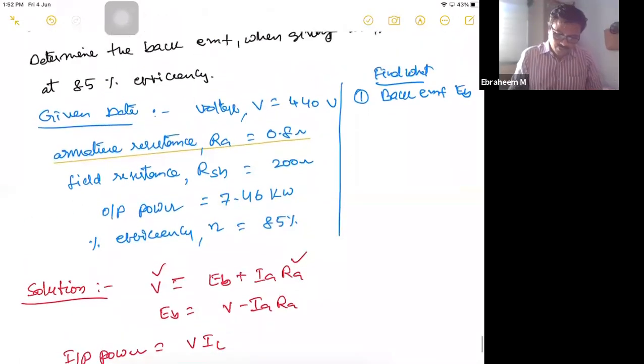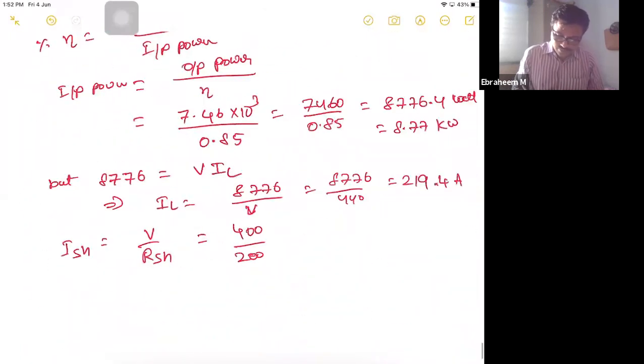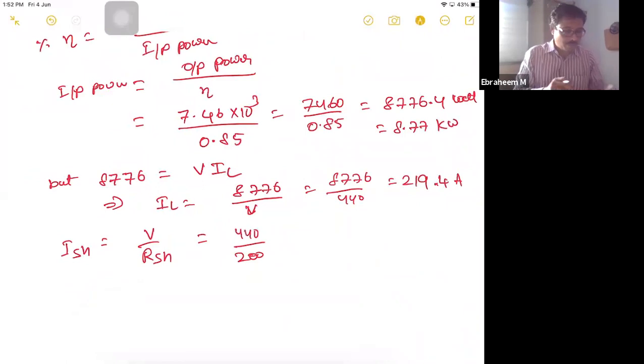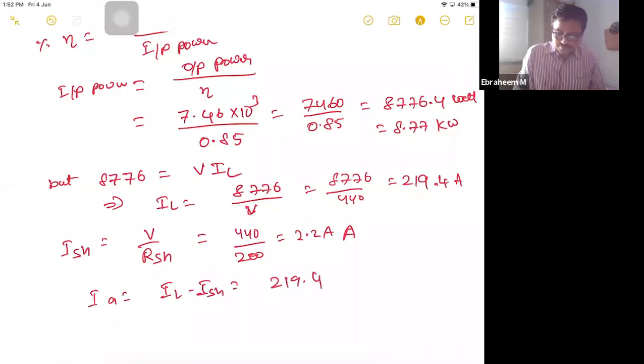So this voltage is how much? 440, right? So it is 440 by 200. How much is it? 2.2 amperes. So IA is equal to IL minus ISH. That is 219.4 minus 2.2. It gives 217.2 amperes.